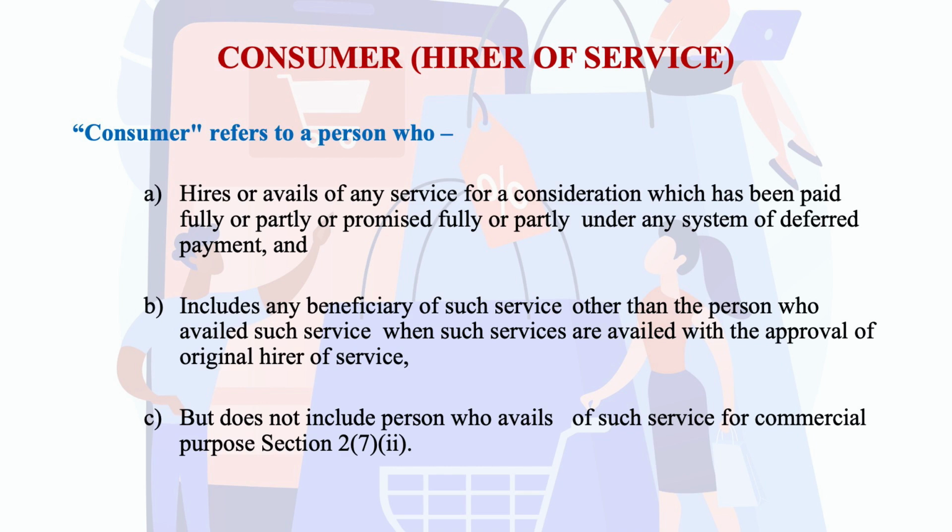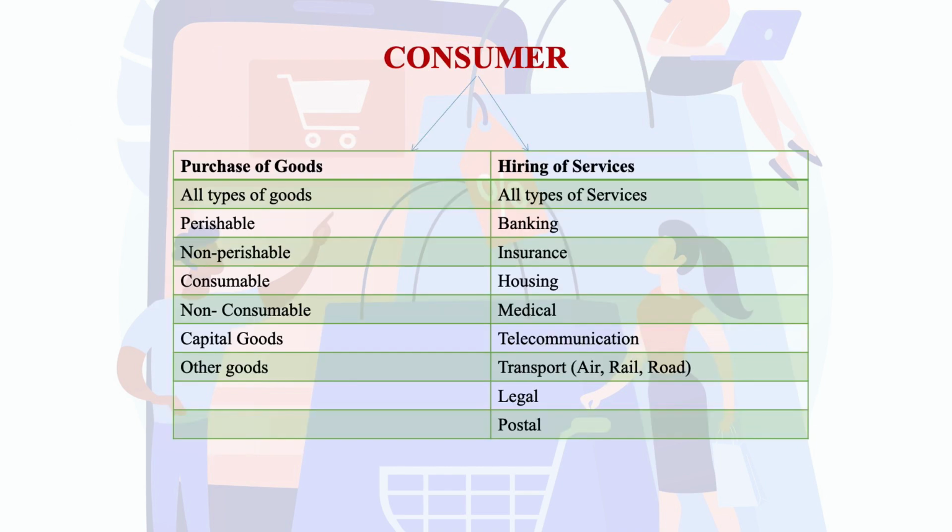Let me also come back to what are the services covered under the Act. All types of services, including banking, insurance, housing, medical facilities, telecommunication, transport, which include air travel, rail travel, road transport, all those things are covered under this.